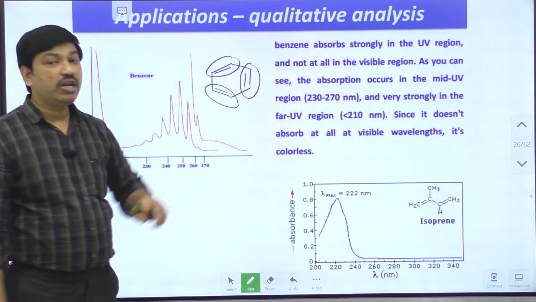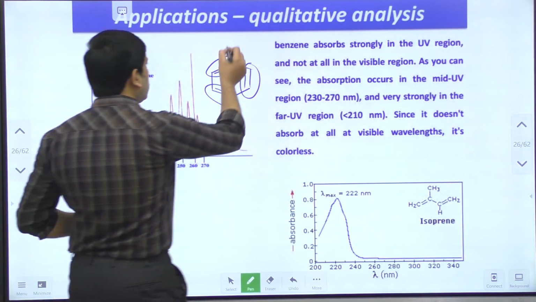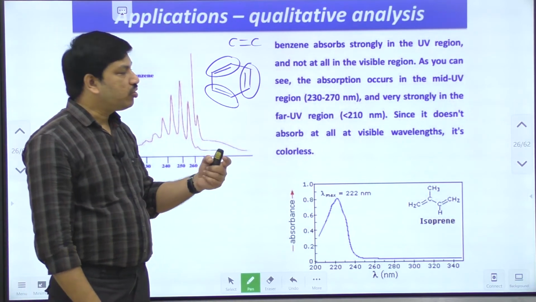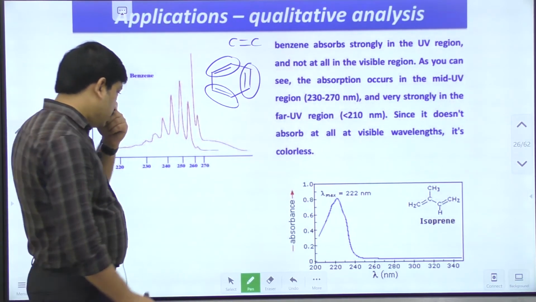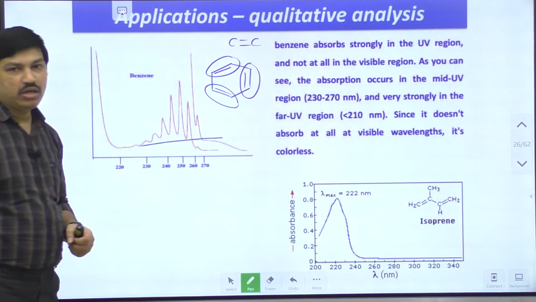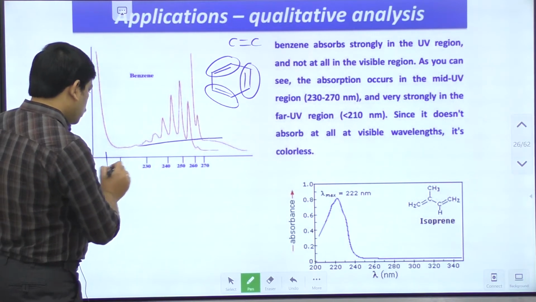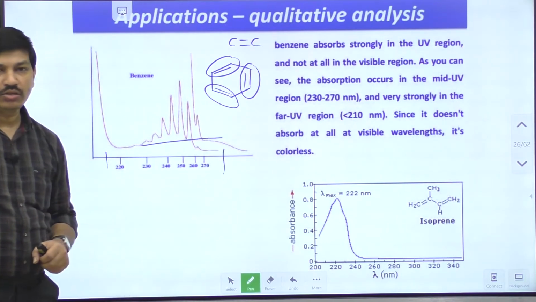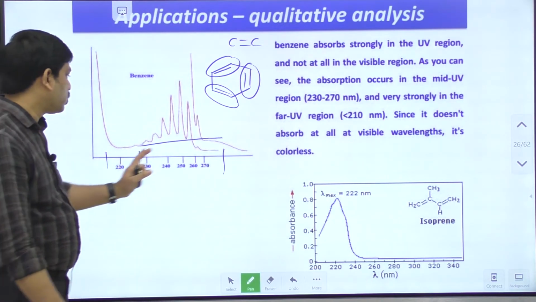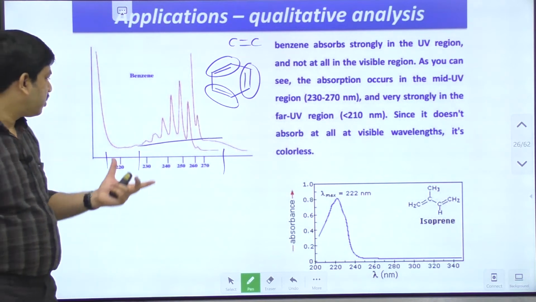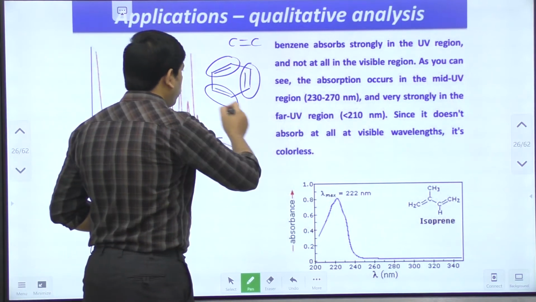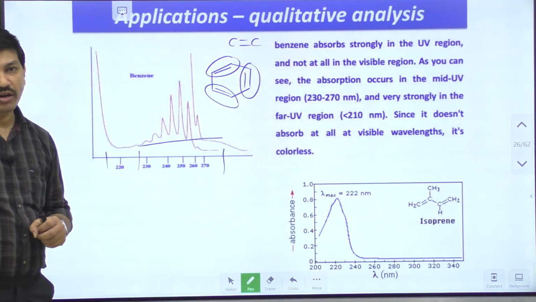So in the case of the benzene ring, what is the chromophore? The C double bond C acts as the main chromophore that is responsible for the absorption of UV or visible radiation. But if you see the absorption spectrum of the benzene ring, it shows multiple peaks in the region of 230 to around 270 nanometers. This is mainly because of the 3 alternate double bonds available in the benzene ring.